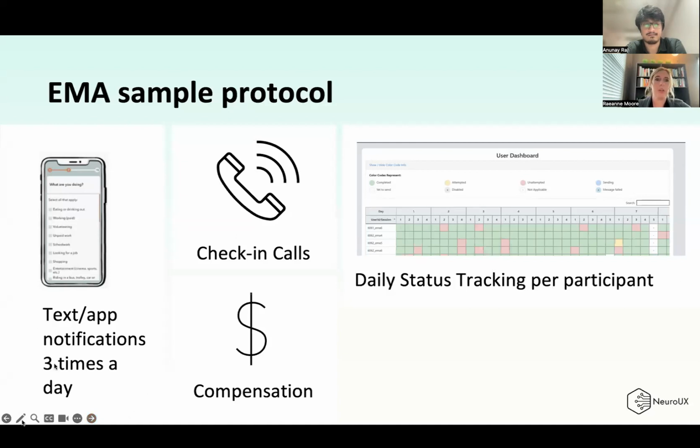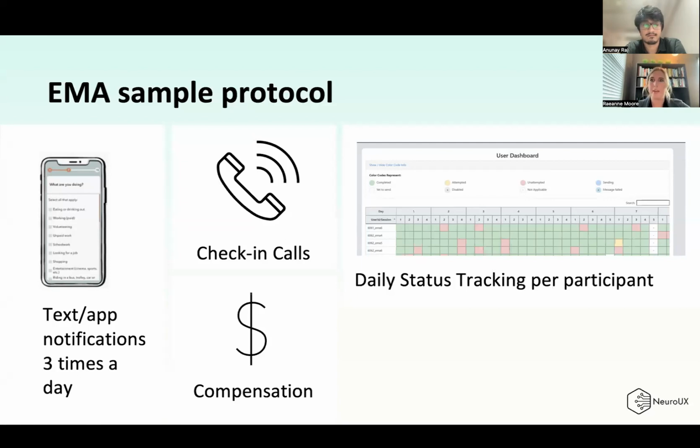An example protocol would be to give notifications 3 times per day where they have different surveys, multiple times, 3 times per day. The questions, typically what I do when I design my studies is we design the questions to branch in different ways based on how they respond. And the purpose of that is to minimize the number of questions they have to complete.